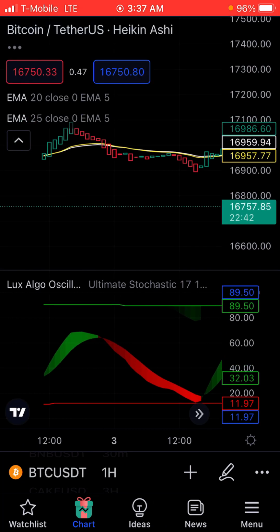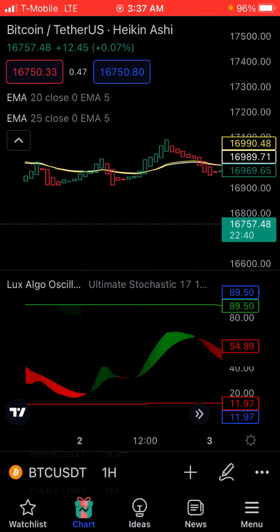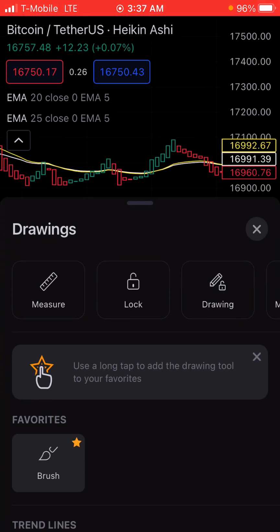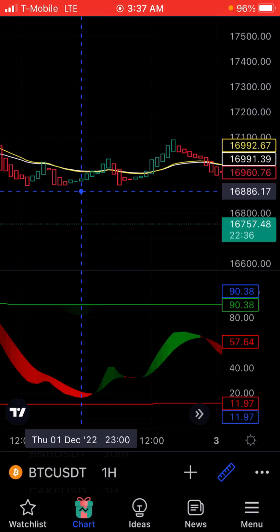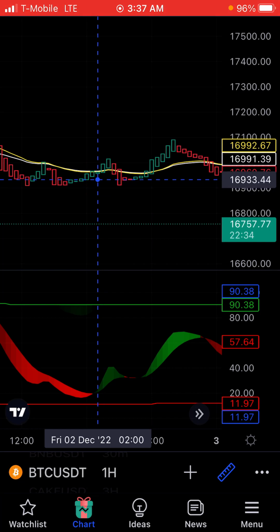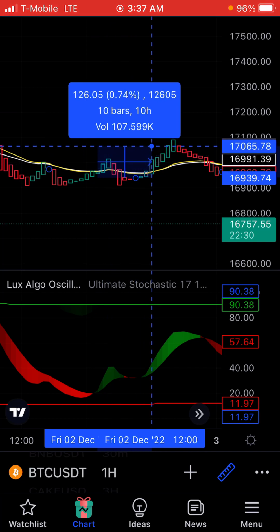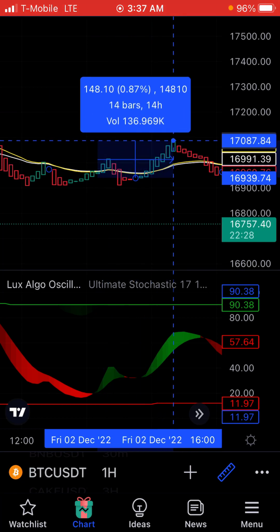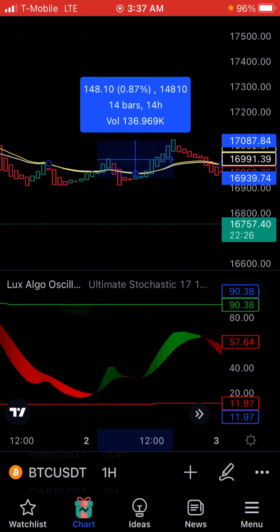And this is simple. If you want to find those small little gains daily, you look at right here. Small little gain right here. Got under 1% there.